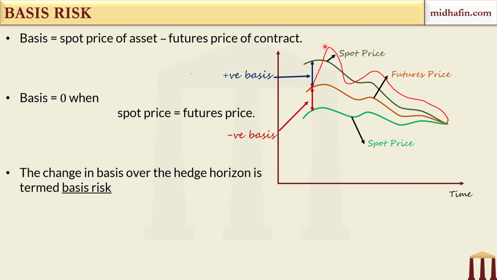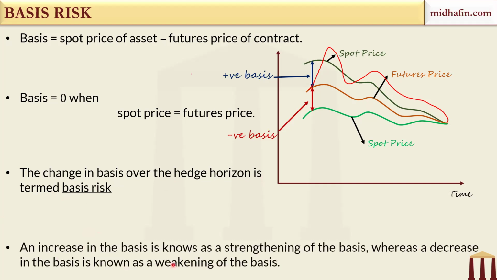Okay, so this change in basis over the hedge horizon is termed as basis risk. An increase in the basis is known as the strengthening of the basis, whereas a decrease in the basis is known as the weakening of the basis.